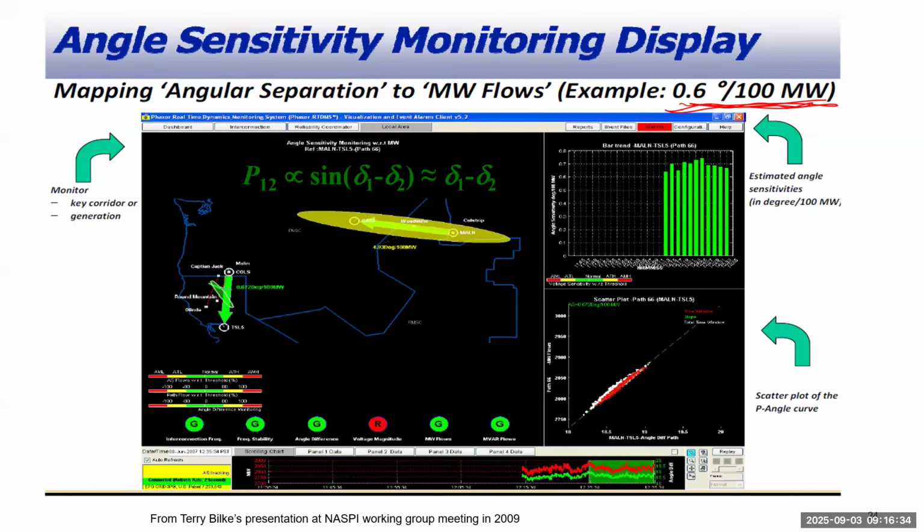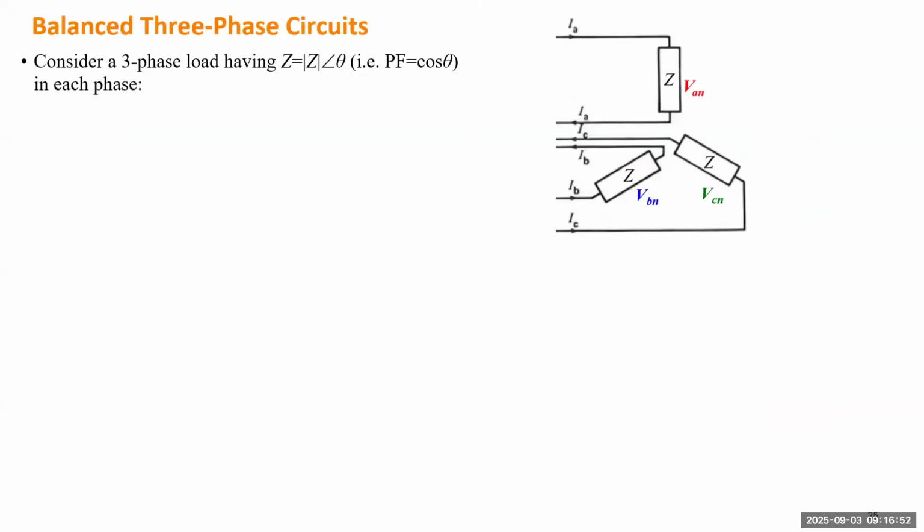And this chart indicates a very linear relationship between the angle difference and also the power change. It's pretty linear when the angle is small. So this is the last slide of the single phase AC circuit. So next we'll move to three-phase circuits.